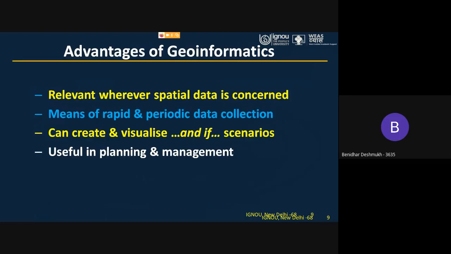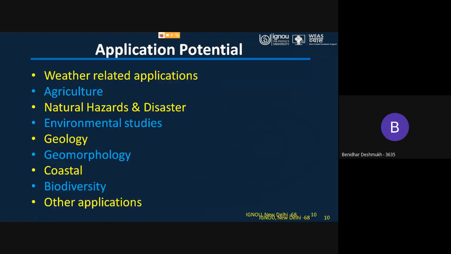And we have learned that the advantage of geoinformatics is that it is relevant wherever spatial data is concerned. From the remote sensing point of view, it is a means of rapid and periodic data collection. And from a GIS point of view, it helps us to create and visualize. That is how it is useful for spatial data management, and that is why it is useful for planning and management for many different application areas. These are some of the application areas that we discussed. Here we will be covering many of these application areas.